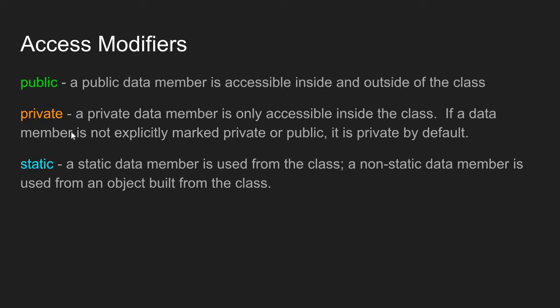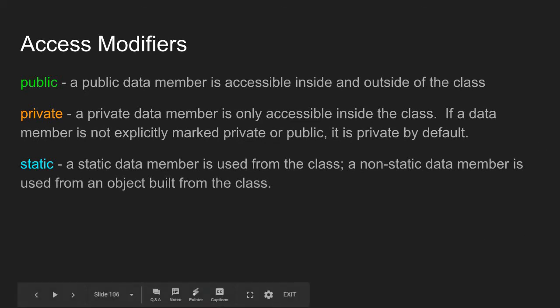Now, public and private access modifiers define where a data member can be used. The static access modifier defines how a data member is used. So any data member that is marked as static is used from the class. It is called from the class. Any data member that does not have the static access modifier is considered a non-static data member. Non-static data members are used from an object built from a class.